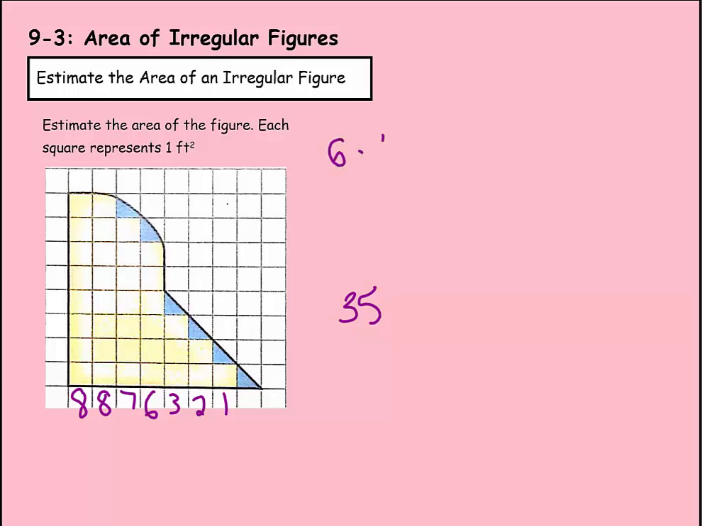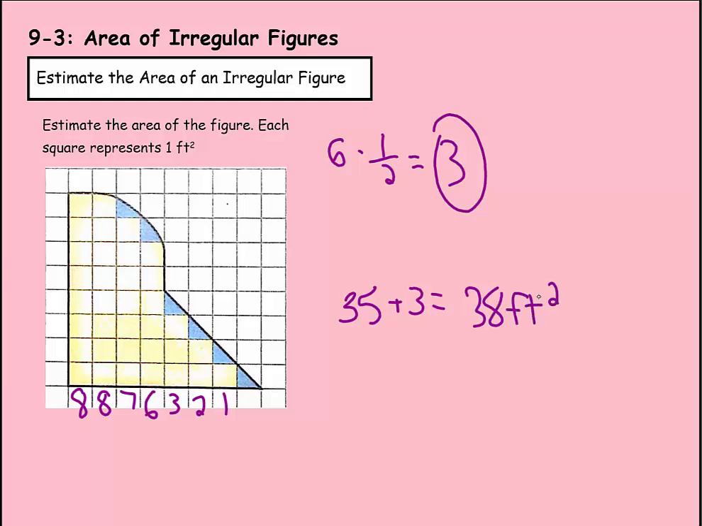So 6 times one half would be 3. So our half squares combine to make about 3 whole squares. So if we do 35 plus 3, that would give us a total of about 38 whole squares. So we would say for our answer, 38 feet squared. That would be an estimated guess. It's not going to be exactly 38 feet squared, but it'll be pretty close to that answer.